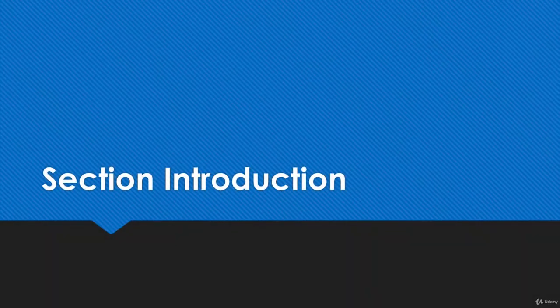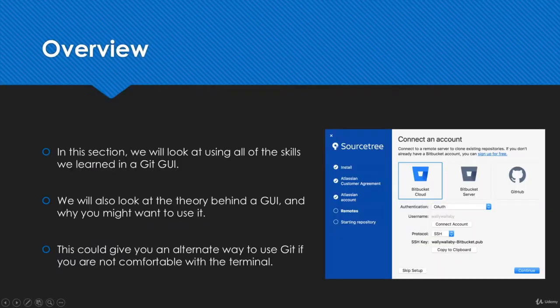Welcome back. So now that we're done with the GitHub part and we're pretty much experts on it, it's time to move on to an alternate way to use Git and GitHub. So let's get started. Pretty much in this section, we're gonna look at all of the skills we've learned, except we're gonna do it through a Git GUI.